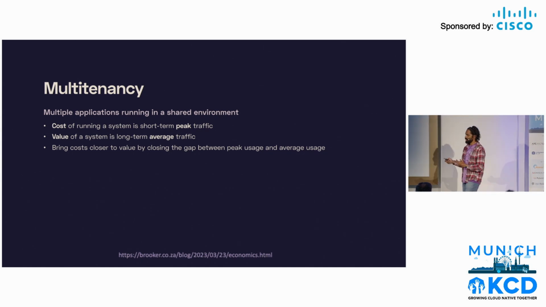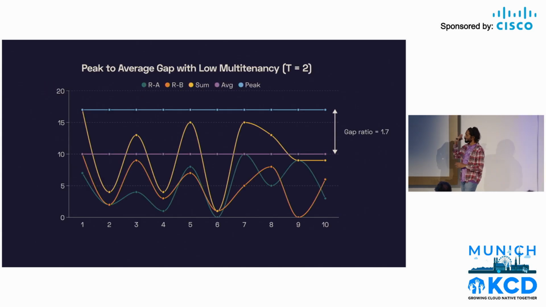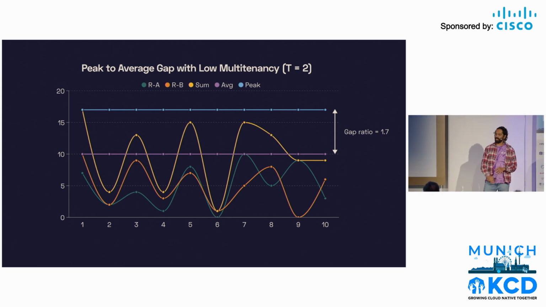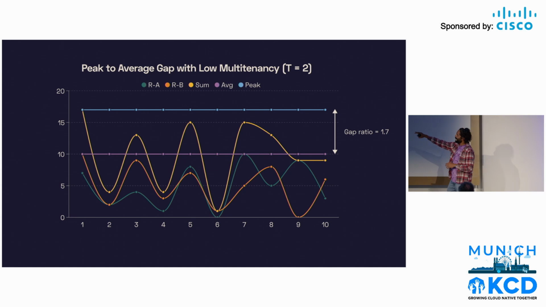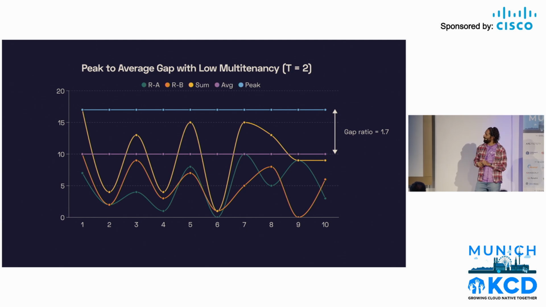We actually did some benchmarks to take a look at what this means. Essentially, we ran 2 serverless functions, and what you see there is resource usage. So you see R of A and R of B. Now, what you need to look at is you have a sum and an average. The sum is close to 20, the line that you see on top, and the average is close to 10, and the gap ratio there is about 1.7, right? These numbers don't mean too much. It's just to highlight that there's a difference between the peak usage and the average usage.